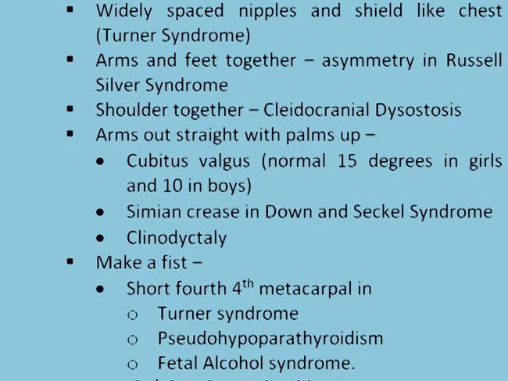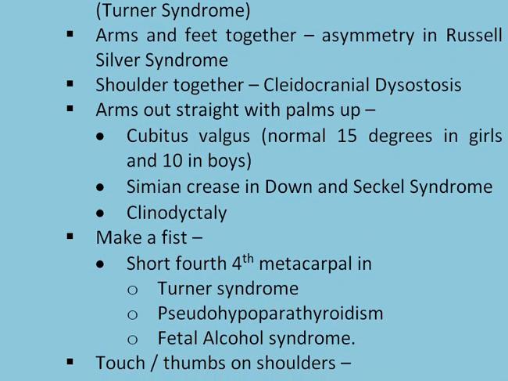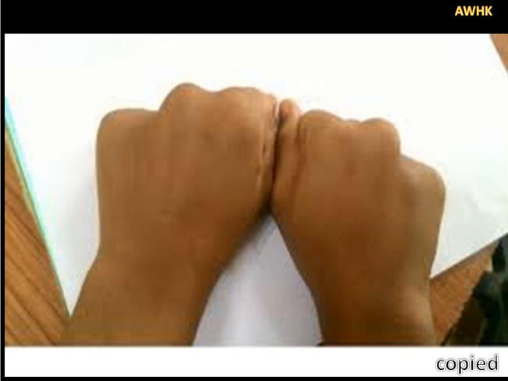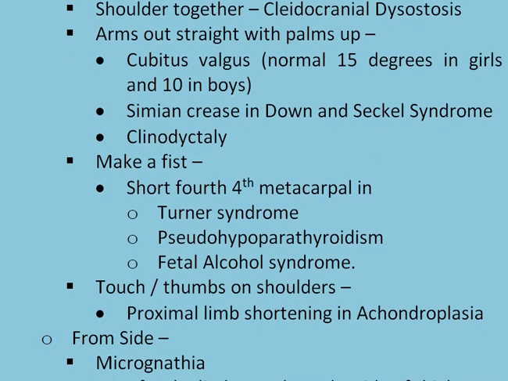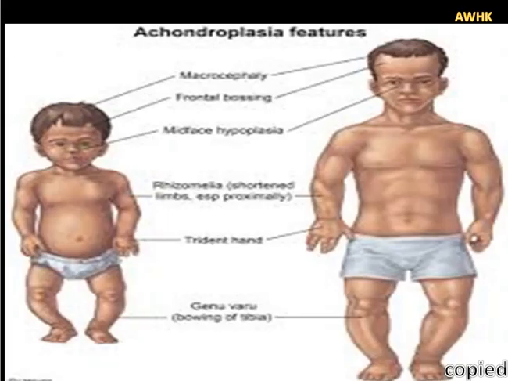Then tell the patient to make a fist. In this you have to see the short fourth metacarpal bone, which can be seen in the Turner syndrome, pseudohypoparathyroidism, fetal alcohol syndrome. So you can appreciate that the fourth metacarpal bone is visibly short. After that, you tell the patient to touch their thumbs on the shoulder. This will tell us about the proximal limb shortening in achondroplasia, which is asymmetrical short stature. This is the pictorial representation of the achondroplasia.